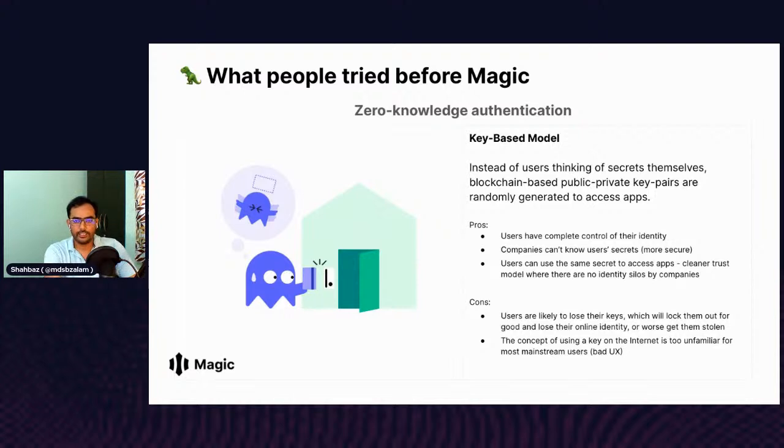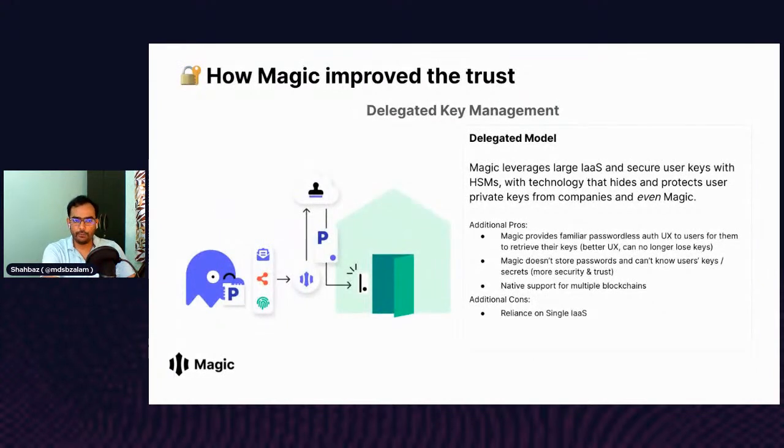But the cons are that users are likely to lose their keys, similar to passwords, which will lock them out for good and lose their online identity, or worse, get them stolen. So the concept of using a key on the internet is too unfamiliar to most mainstream users because of the bad UX we have. So how Magic improved the trust is by providing delegated key management.